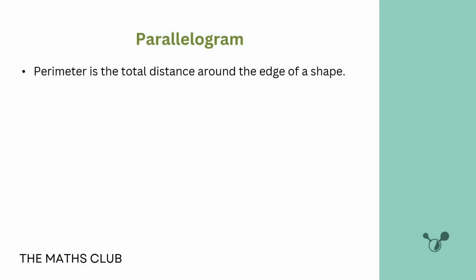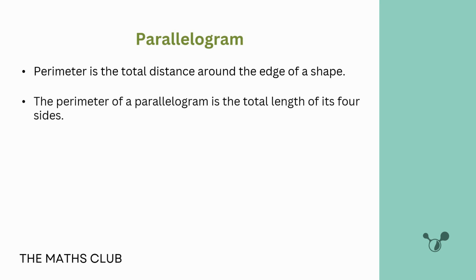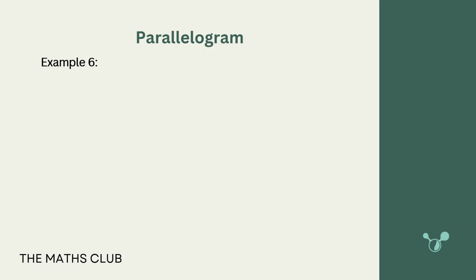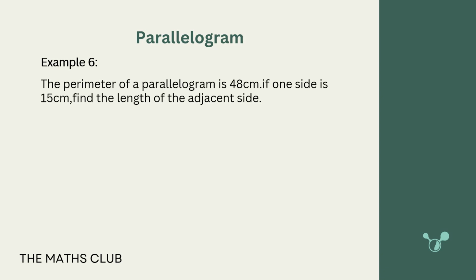Like we said before, perimeter is the total distance around the edge of a shape, and the perimeter of a parallelogram is the total length of its 4 sides. So side 1 plus side 2 plus side 3 plus side 4. And if your sides are A and B, your perimeter will just be 2 open brackets A plus B, synonymous to the perimeter of a rectangle. So let's say an example. It says that the perimeter of a rectangle is 40 centimeters. If one side is 15 centimeters, find the length of the adjacent side. I want you to pause the video and try this out yourself.